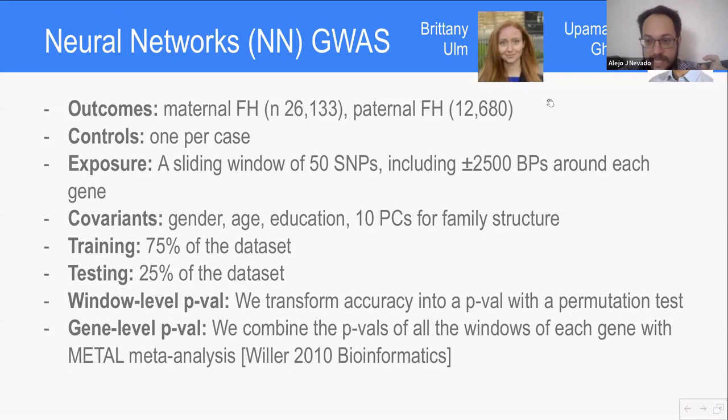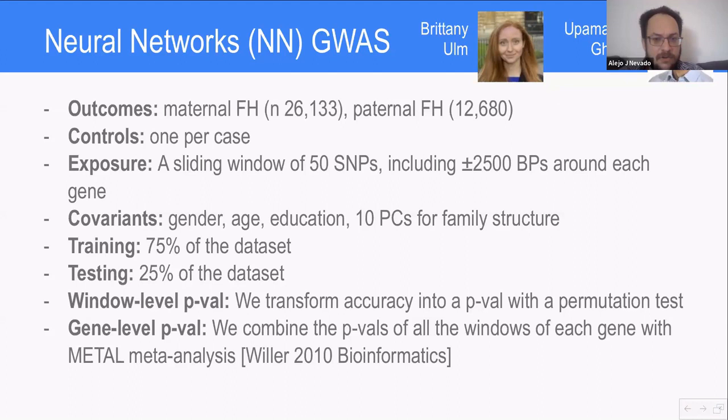This was a study in UK Biobank. We were using as an outcome maternal family history of Alzheimer's and paternal family history of Alzheimer's, which gave us between 12,000 and 25,000 people with the outcome, depending on which of the two outcomes it was, and then the same number of controls. It was one-to-one matching of controls and cases.